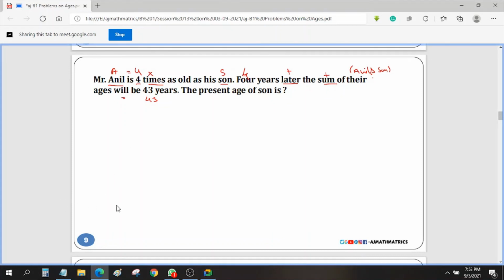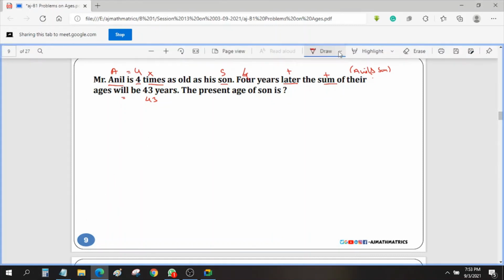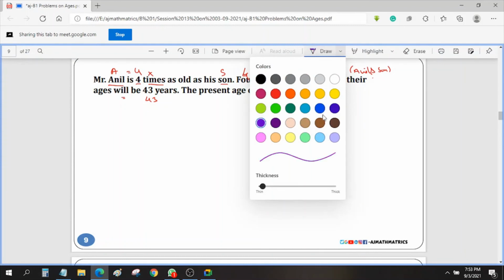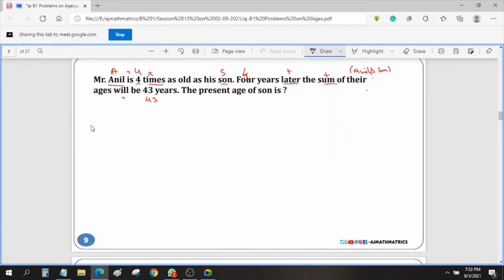So coming to this question, first I read the data and I understand we need to find out the present age of son. Now the second point is assigning the variable. Anil's present age I am taking as A. Son's present age I am taking as S. So this is assigning the variable.